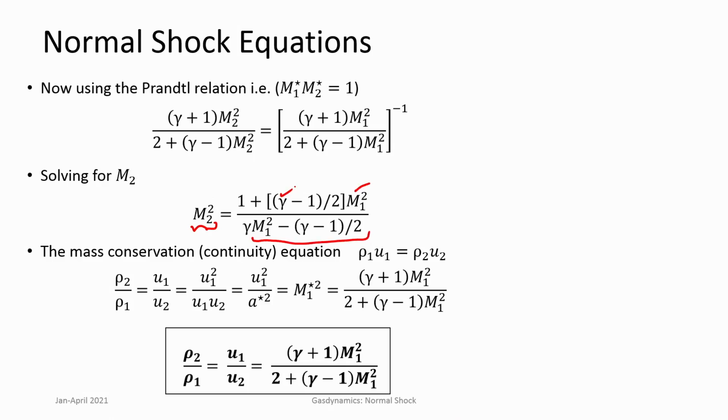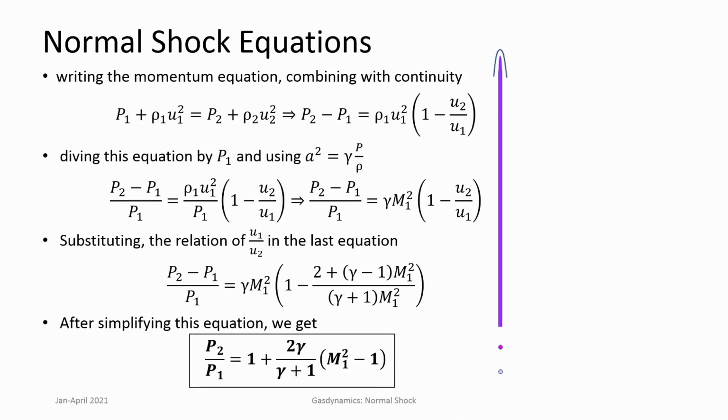And similarly, using the continuity equation, we can get the equation for the density ratio rho 2 by rho 1 in terms of only Mach number and gamma. This is something that will come up again and again. So, now we are left with the pressure ratio and the temperature ratio. Let us see how to get to them.